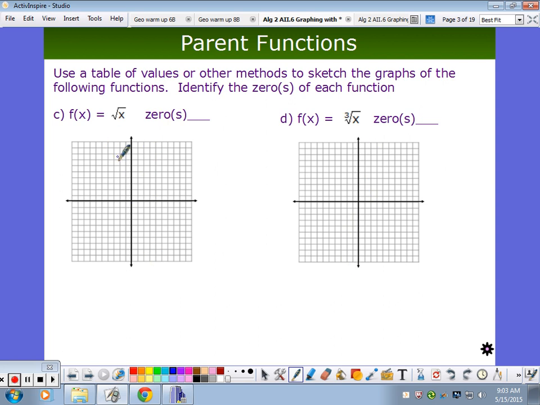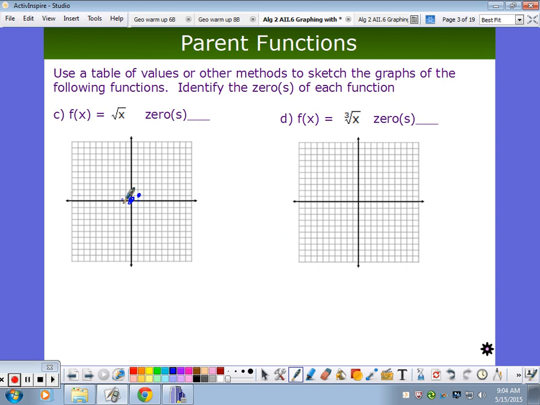All right, now square root x. Whoa, okay. Let's think about this now. Let's go to 0. When x is 0, what's y? 0, right? Square root of 0 is 0. When x is 1, what's y? 1.